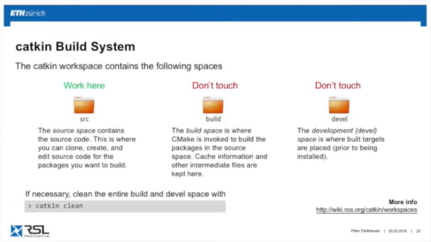If you run into trouble, where something is mixed up, you changed too many things and you're not sure, and you want to build from scratch, you can type in catkin clean, which wipes out the build and the devel folder. It doesn't touch your source folder, but then you can rebuild from scratch again.